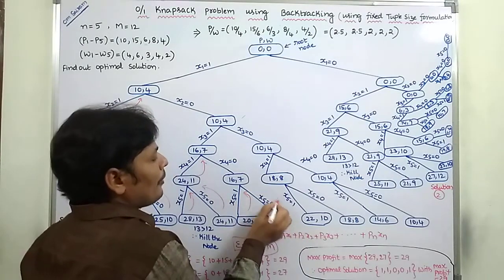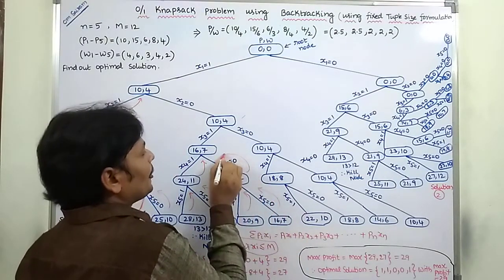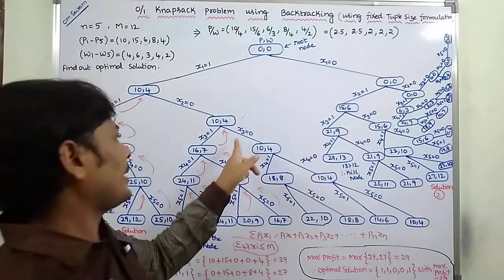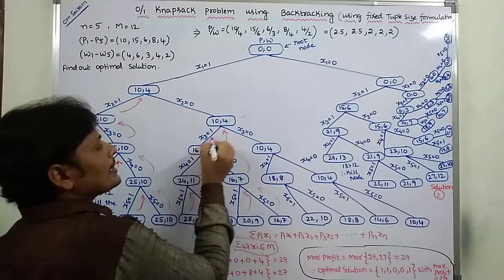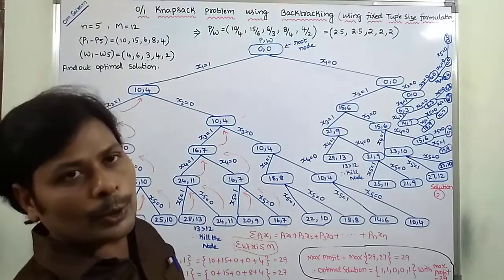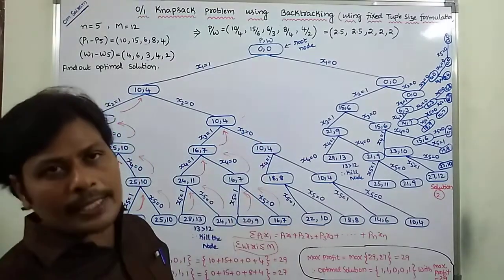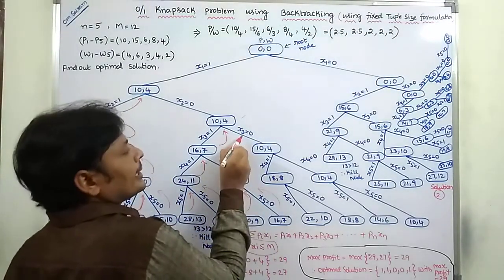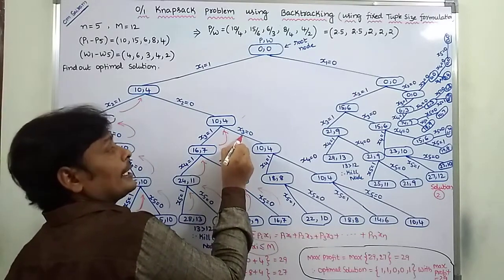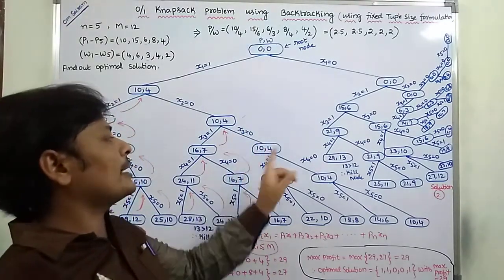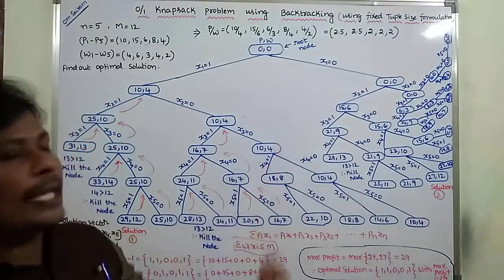Okay. Now we have to backtrack. So backtrack to this one. Here left hand side x suffix 3 is equal to 1. Right hand side x suffix 3 is equal to 0. Whenever the third object is not considered, the same values we have to write. So that is p value is 10 and weight value is 4.